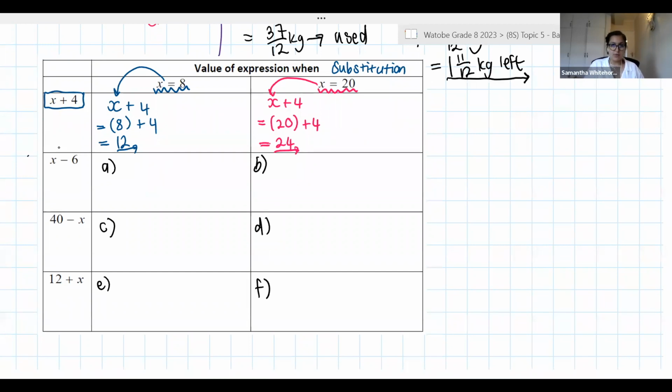We have gone through prime factorization. I think it was in our whole number section. That's all online.